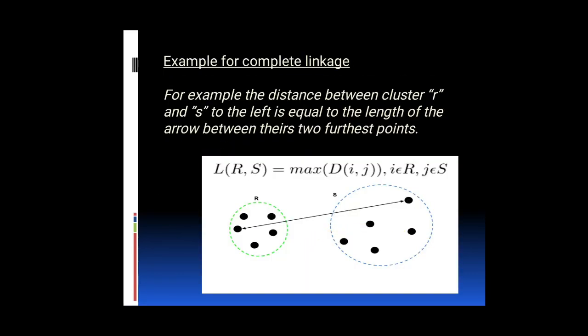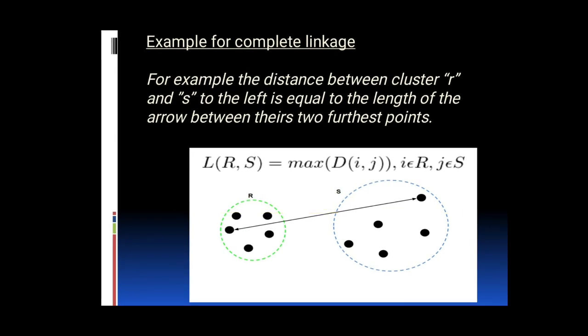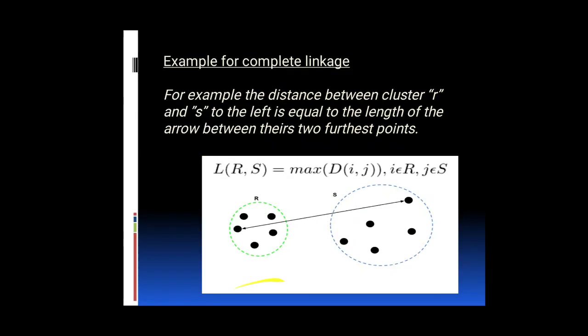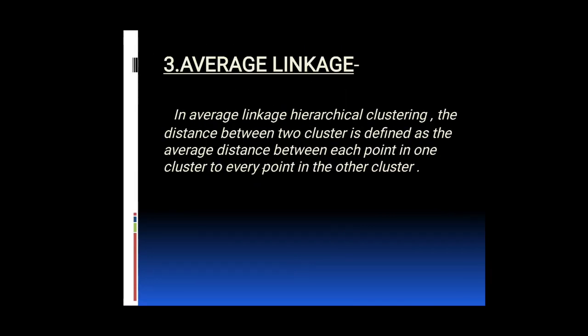And this is also an example for the complete linkage. For example, the distance between the clusters R and S to the left is equal to the length of the arrow between these two furthest points. L of R comma S is equal to the maximum distance of I comma J, where I belongs to R and J belongs to S. And third one, average linkage.